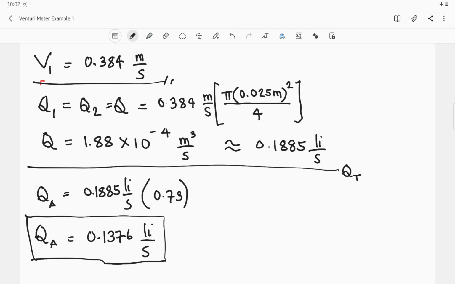Okay, so that would be all for this example. I think we'll have one more example for this Venturi meter flow measuring device.